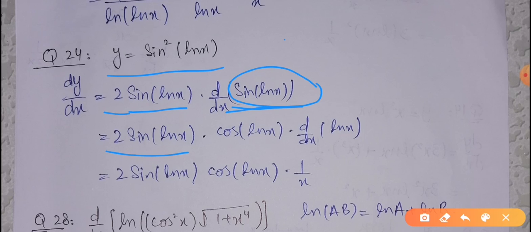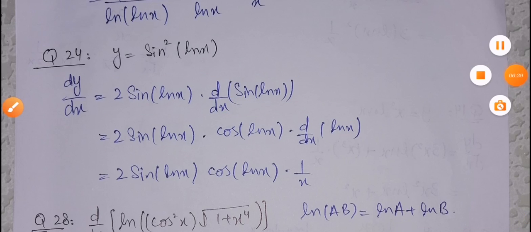So 2 into sin ln of x. Now the derivative of sin is cos, so cos ln of x. Now we have to put the derivative of the angle as well, which is 1 over x.